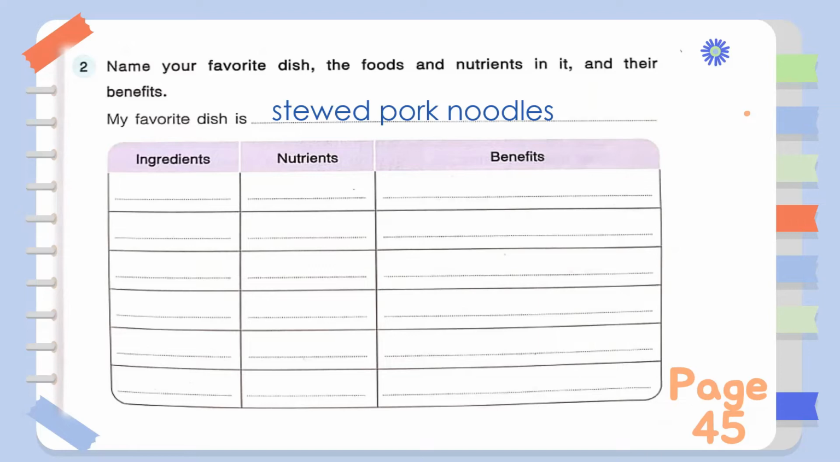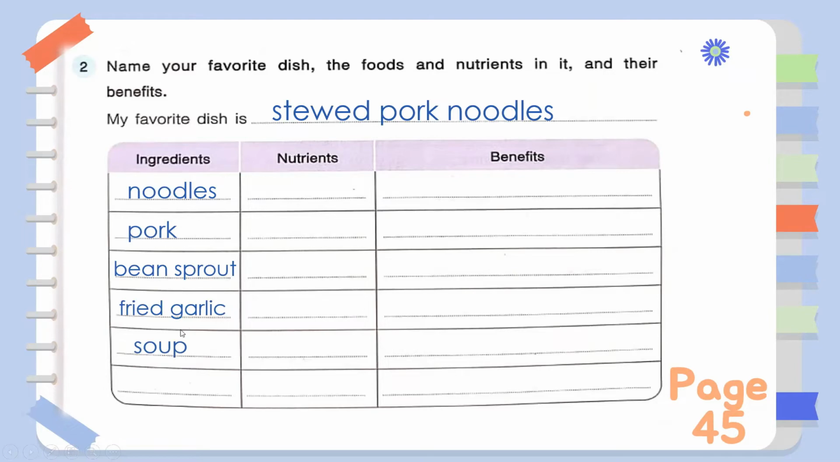Now, what are the ingredients of stewed pork noodles? I am going to write it here. Let's say we have noodles. We have pork, bean sprout, fried garlic, and soup. For stewed pork noodles, I have 5 ingredients.